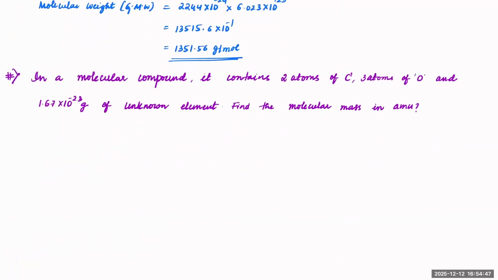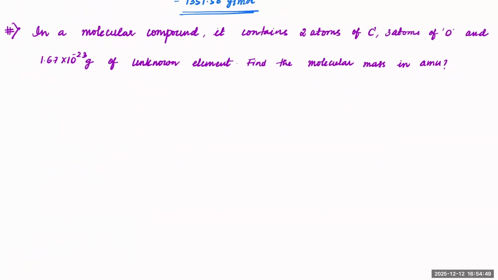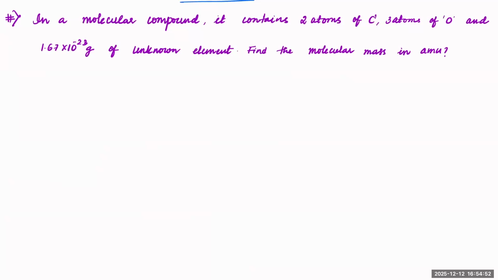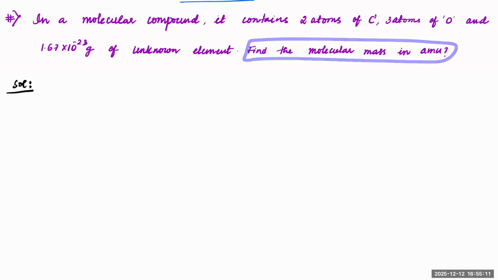Now, let's see if the question is asked in a different way. What if the question is asked in this sense that a molecular compound contains two atoms of carbon, three atoms of oxygen, and this many number of an unknown element? Find the molecular mass in AMU. In this particular direction, if the question is being asked, then how do we get to this? Now, check it out.